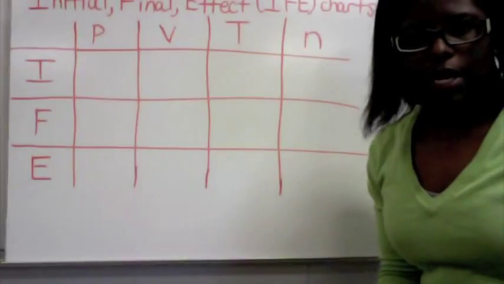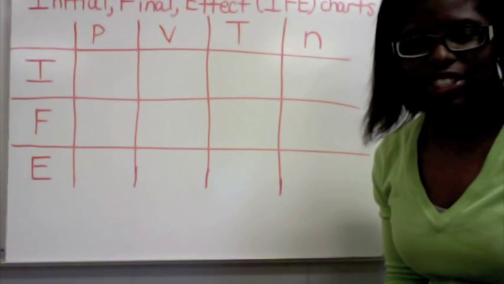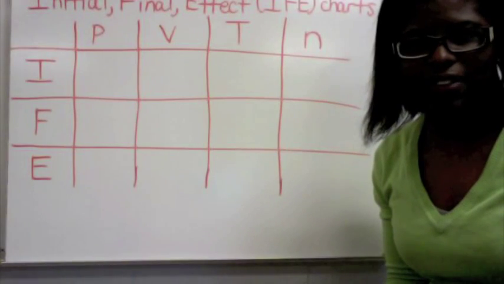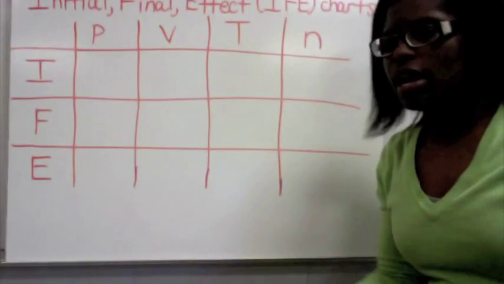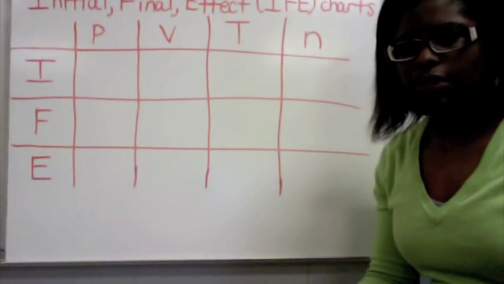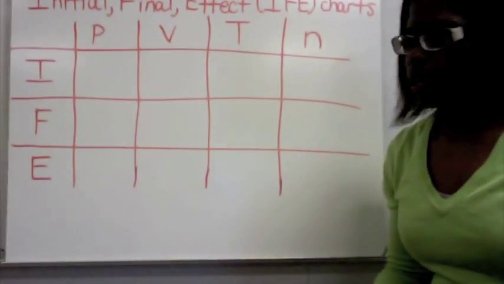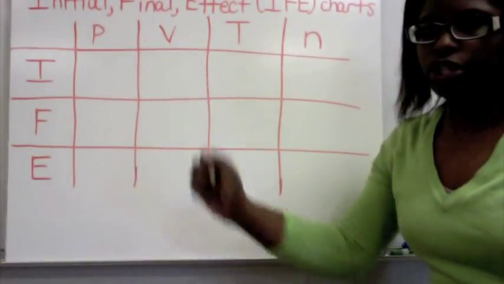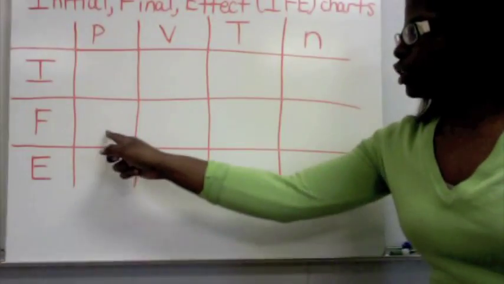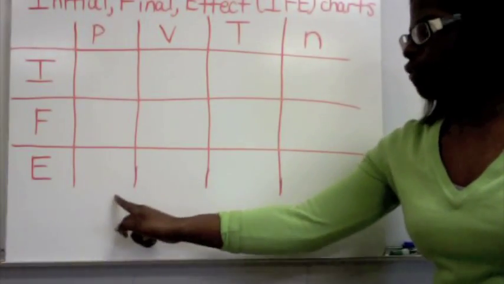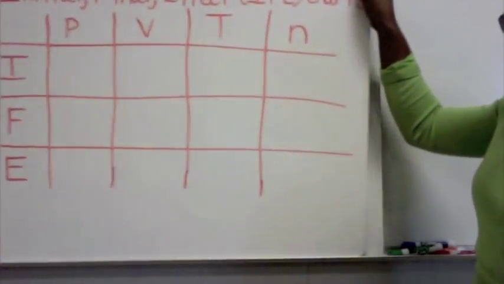In order to do our PVTn problems, we're going to use IFE charts, or initial final effect charts. Here we have our IFE, representing our gas relationship, with P, V, T, and N. When you read your word problem, you fill in your initial variables here. Then you put your final variables here, and your effect, which will be represented by arrows, goes right here. So we're going to try some out.